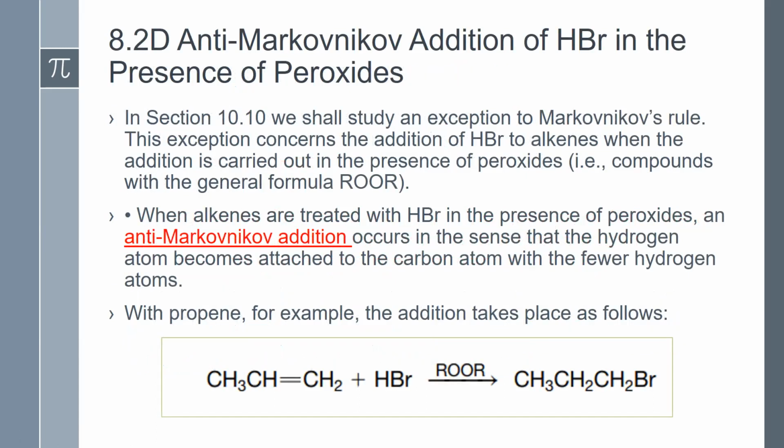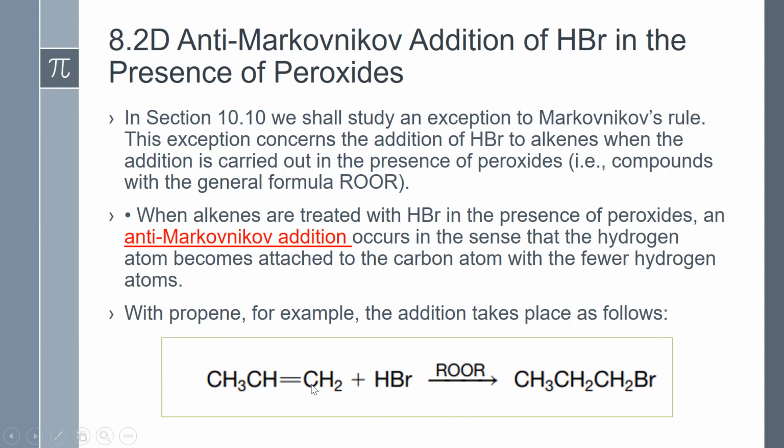Sometimes it's also possible that a reaction does not follow Markovnikov's addition. For example, here you have CH3, CH double bond CH2, and you have HBr in the presence of a peroxide, ROOR. This is just an R, another alkyl group. In Markovnikov's rule, the rich gets richer, the poor gets poorer: the carbon that contains more hydrogens is where the hydrogen will be added.